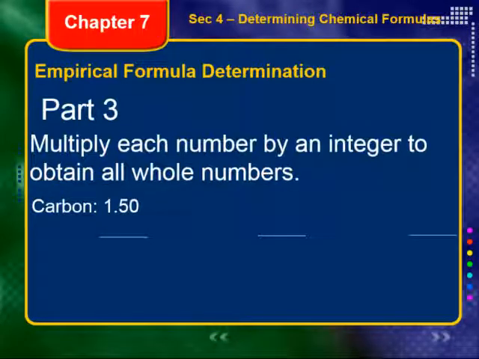So carbon comes to 1.50, hydrogen 2.50, and oxygen 1.00. For those of you who are looking at this going, wait a minute, on the last slide the hydrogen ratio was 2.47. That's true, but remember, we're limited by the number of significant figures, so the exactness is a little bit off. If we were to use infinite significant figures, that would actually come out to be 2.50.